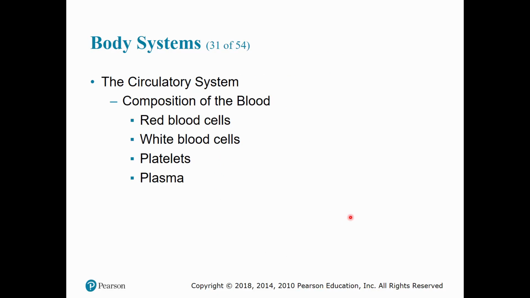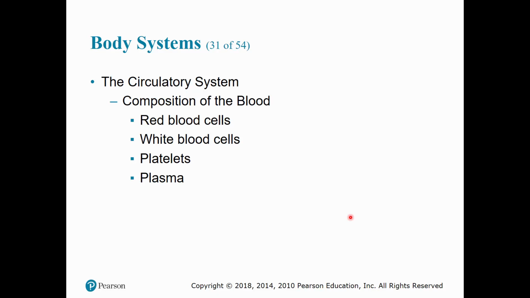Within our blood, we have red blood cells, white blood cells, platelets, and plasma. Red blood cells carry hemoglobin. This allows our cells to carry oxygen and carbon dioxide throughout our bloodstream. This is what gives blood its red color.